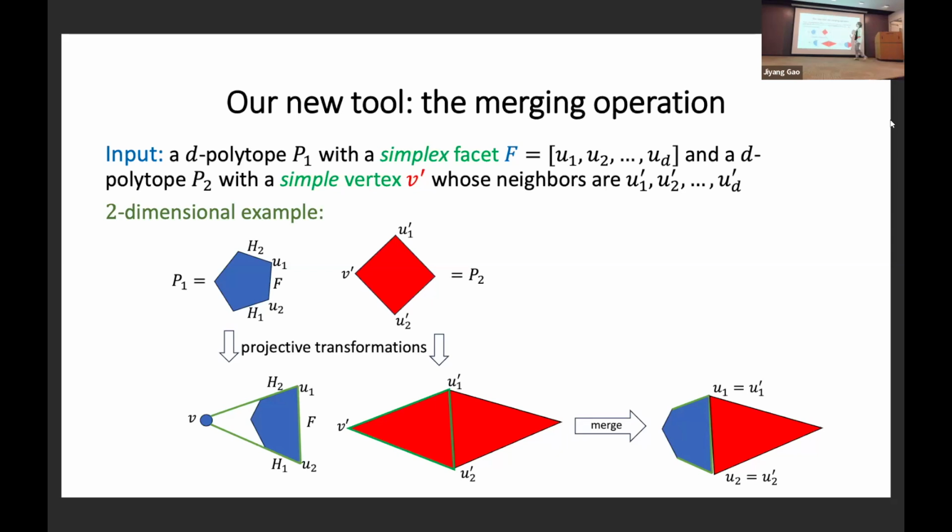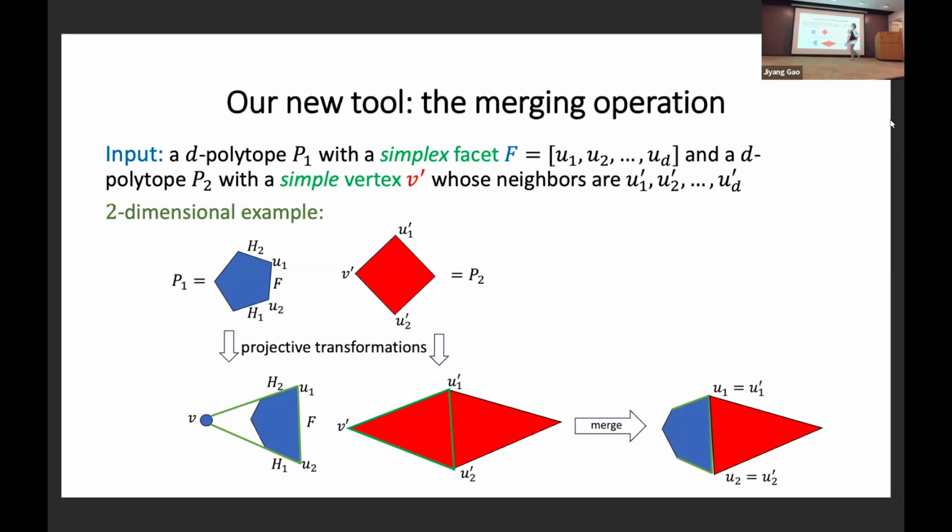So for the first polytope, we need to require that there is at least one simple facet. So let's say it's F, and let's label the vertices by u1 up to ud. Actually, the order does make a difference. If you write F in a different order, the outcome can be different. That's actually good because you get more of the desired properties. So in any case, that's a condition on the first polytope. It must have a simple facet.